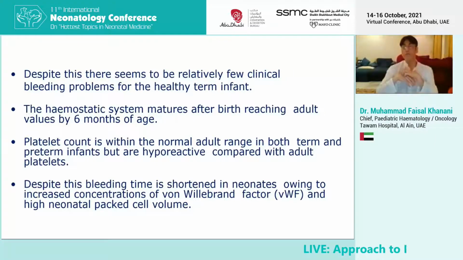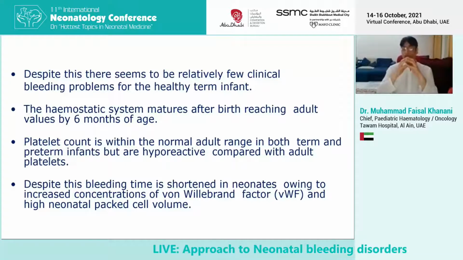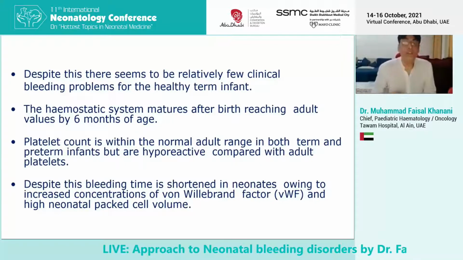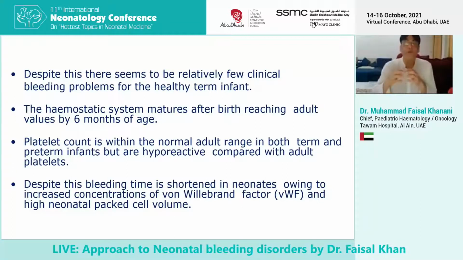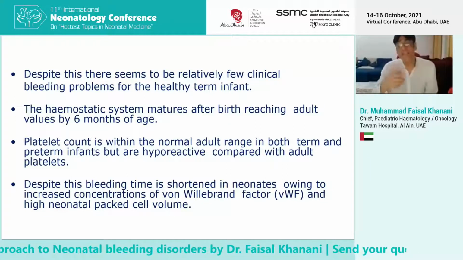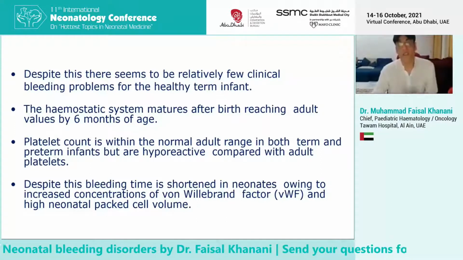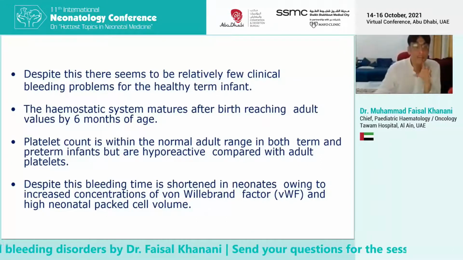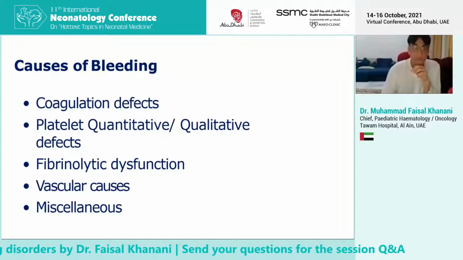The hemostatic system matures after birth, resulting in adult values by 6 months of age, and the platelet count is normal. Despite this, bleeding time is shortened in neonates because the concentration of von Willebrand factor is higher, and also the packed cell volume is on the higher side. So because of all of this, the bleeding time is shortened in neonates.